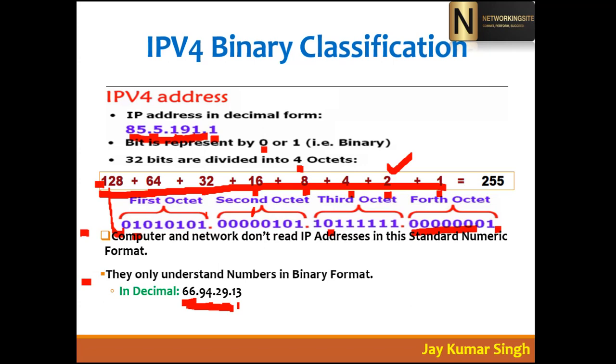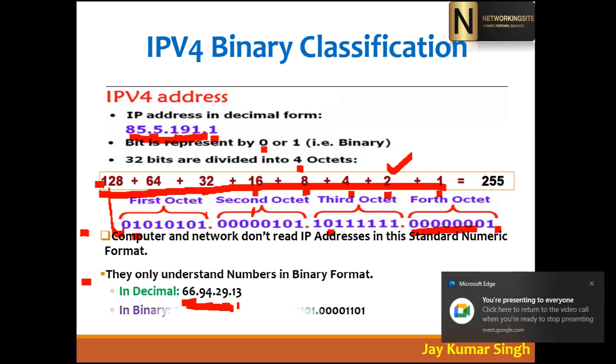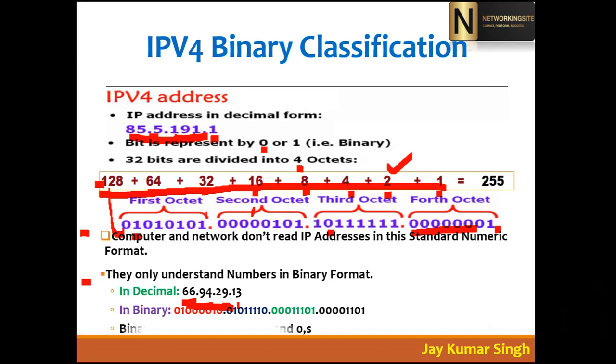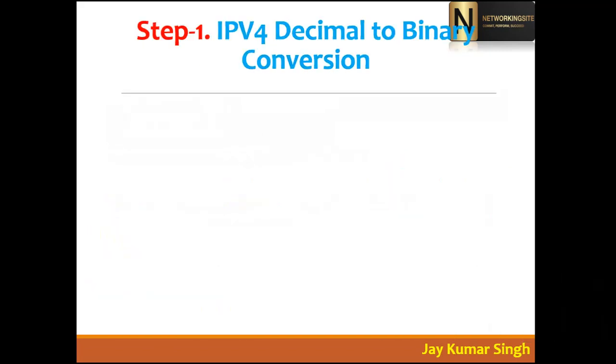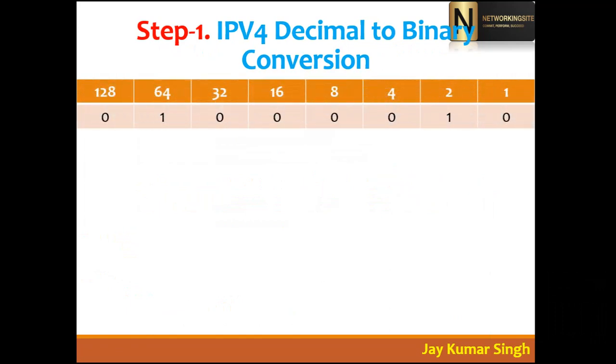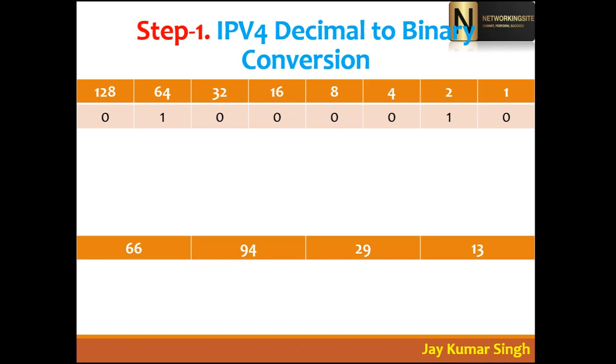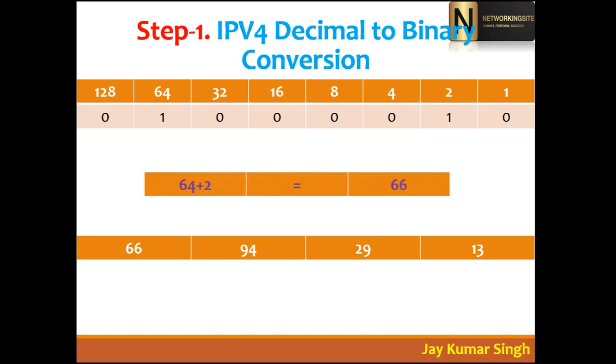We have 66, 94, 29 and 13. So if you check the calculation of this, okay, this is the answer, and how to calculate this, you can see here. First of all, I told you that we need this chart. This chart is very important. I gave you the numbers 66, 94, 29 and 13 to convert from decimal to binary.